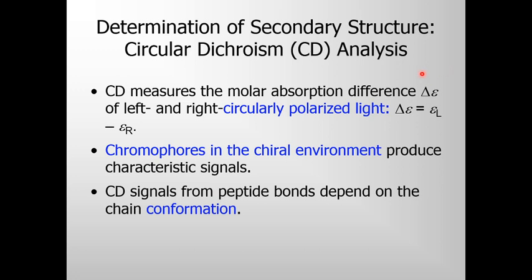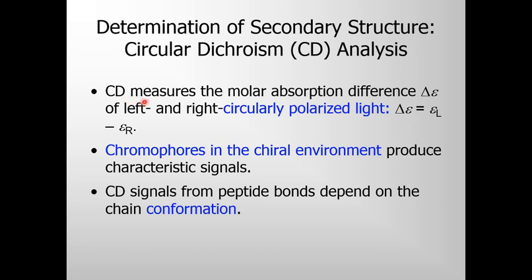Any form of structural asymmetry in a molecule gives rise to differences in absorption of left-handed versus right-handed circularly polarized light. Now, you have to remember that proteins are chiral because amino acids are chiral. And hence, any changes in the secondary structural elements will give rise to a change in circularly polarized light. Measurements of this difference in circularly polarized light is called circular dichroism spectroscopy.